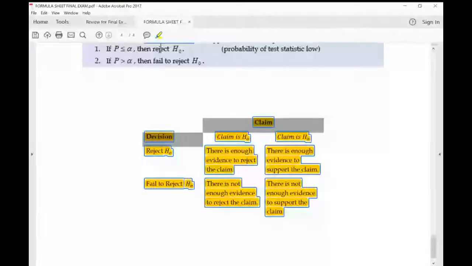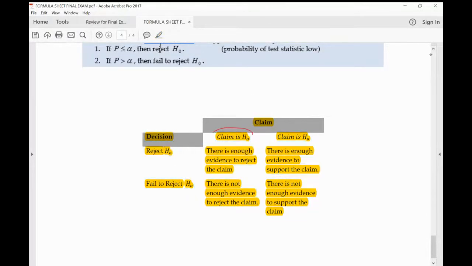Let me share this part here with y'all. Okay, our claim was the null. I'm trying to get rid of this little thing here. Here we go. My claim was the null, and we failed to reject the null. So we're going to say there is not enough evidence to reject the claim. That's the statement that I'm looking to write down. There is not enough evidence to reject the claim.